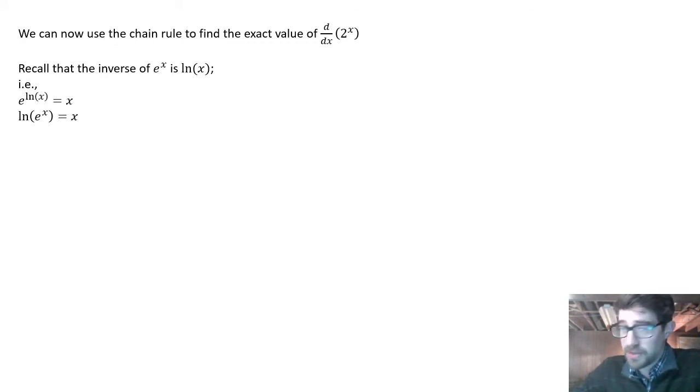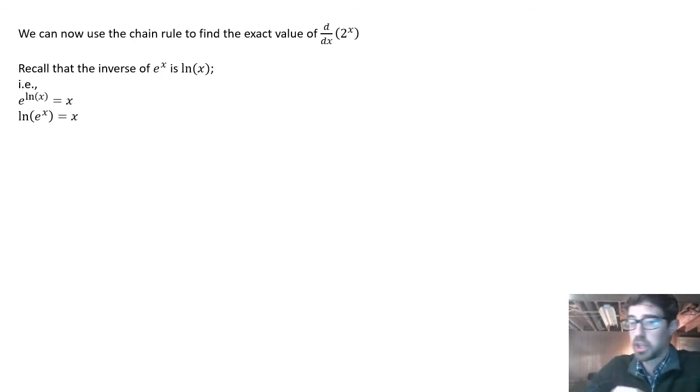I.e. means in other words. In other words, they undo each other. So the natural log of e to the x is x, and e to the natural log of x is x, for any number x, no matter what you stick in there. That's just the definition of what an inverse is.